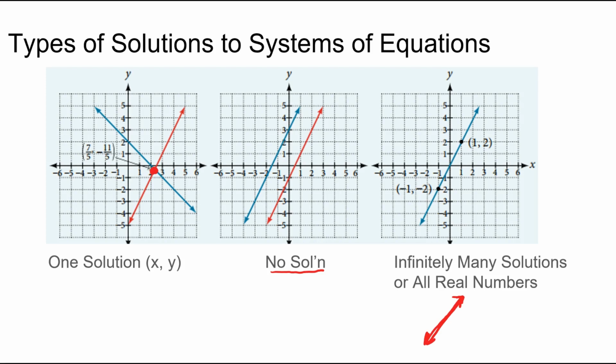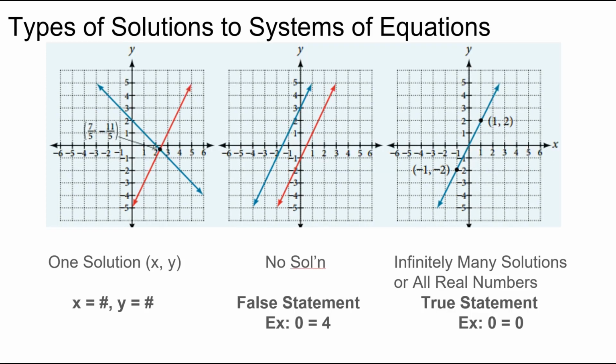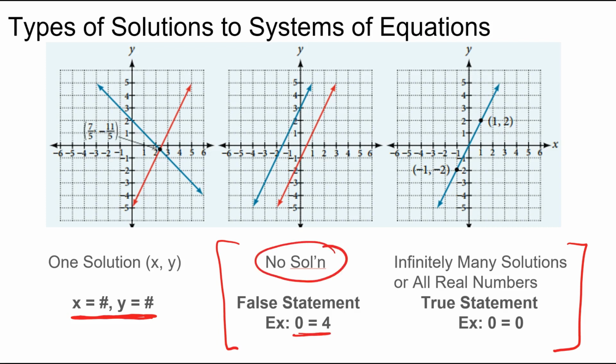Maybe you're using substitution or elimination. Well, if you have one solution, that's what we've been doing this whole time. x is equal to some number and y is equal to some number. But if you get a special case like these two here, your variables are going to disappear and you're either going to be left with a false statement like 0 equals 4, and that would be no solution, or you're going to be left with a true statement like 0 equals 0 or 2 equals 2, and that's going to be infinitely many solutions or all real numbers. Let's take a look at a couple examples and then you'll try.